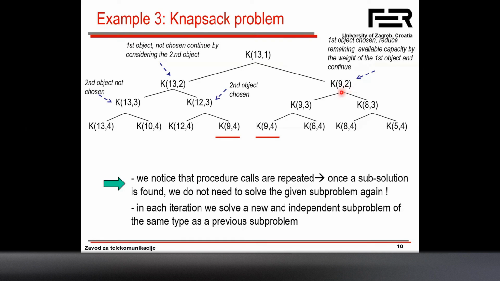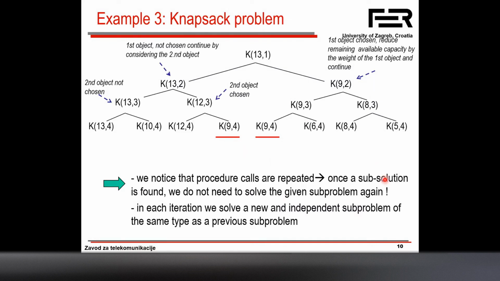Now, if I take object number 2, I haven't picked it, so I still have my capacity of 9, and I'm deciding about objects 3, 4, 5, and 6. Or I did pick it. It has a weight of 1. My capacity is reduced to 8, and so on. If I keep branching like this, what we notice is that there are procedure calls which are repeated, such as this K(9, 4), and so on.